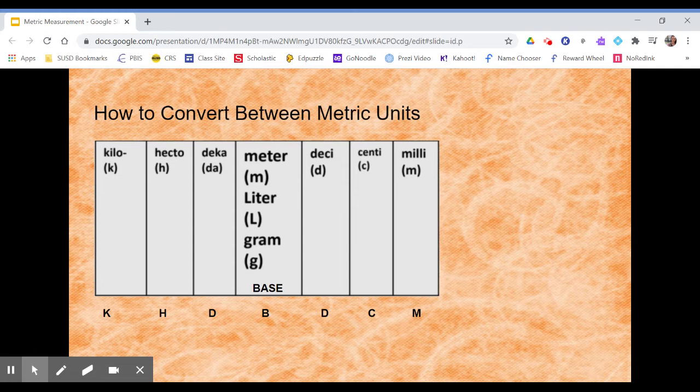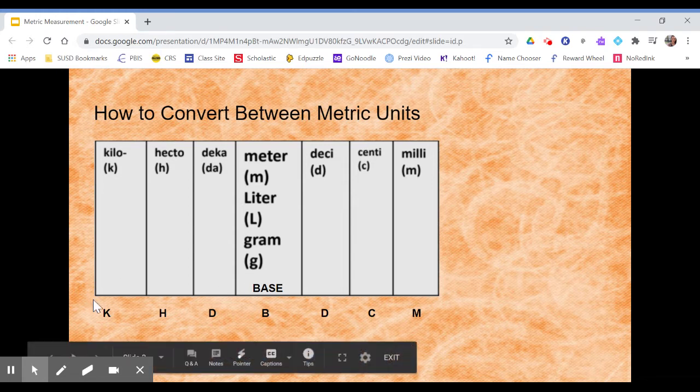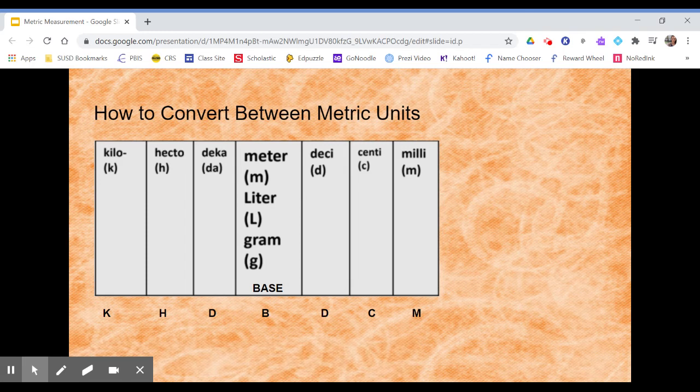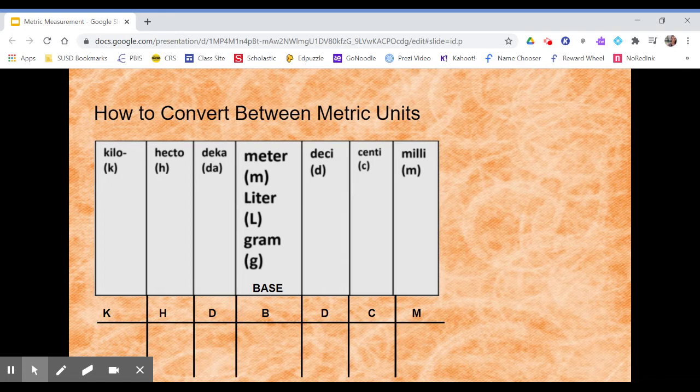So the way you can remember this is King Henry died by drinking chocolate milk. It's just an acronym to remember the order of those letters. Make sure you have the order of the chart correct. So when you go to do a conversion, you can just draw on your page, King Henry died by drinking chocolate milk, KHDBDCM for your chart. So that way, when we do the rest of the steps for inputting numbers, it really is a lot easier then to know how many zeros to add.